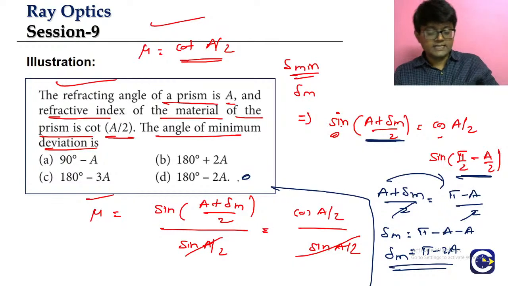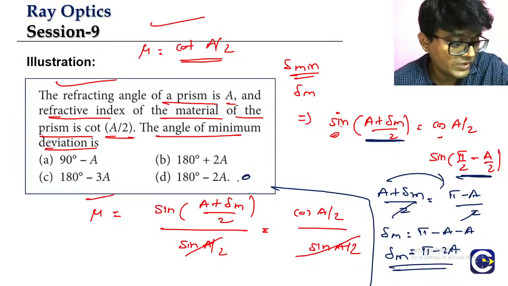Check it. How many of you got the answer? The angle of minimum deviation should be 180 minus... Rachel, Shivani, none of you are typing the answer. I am assuming you would be able to get it.